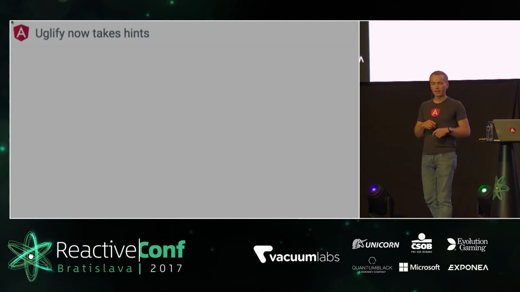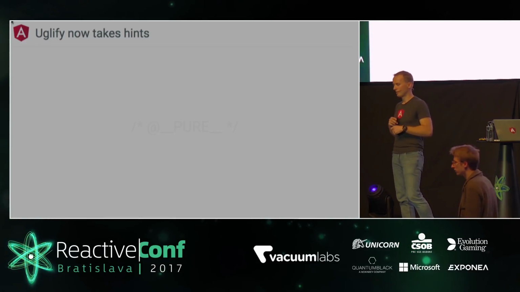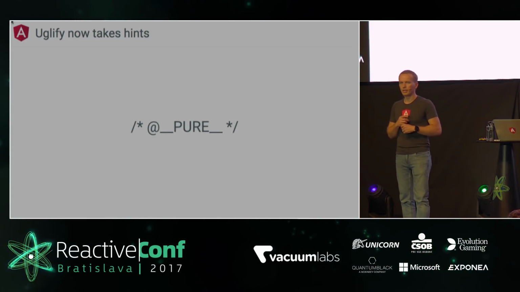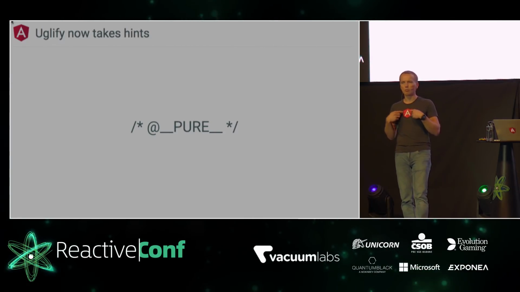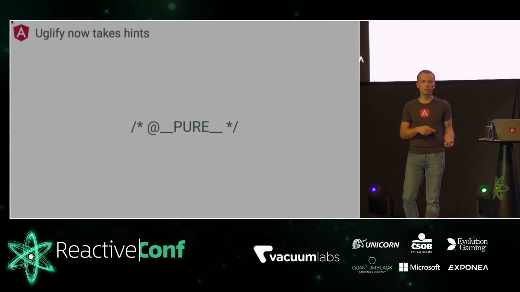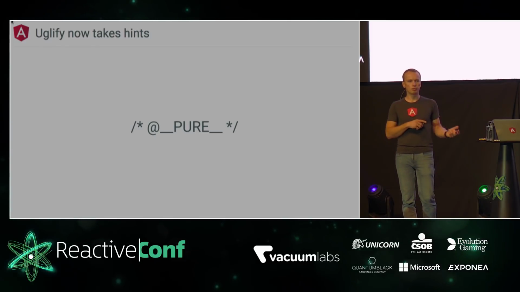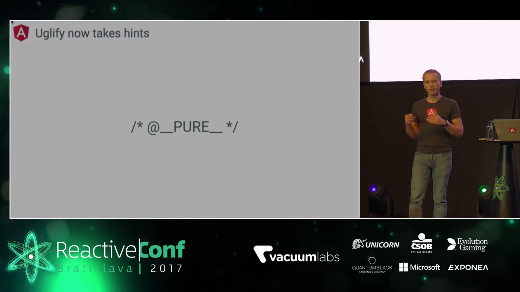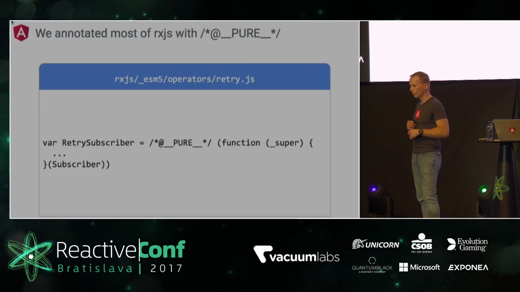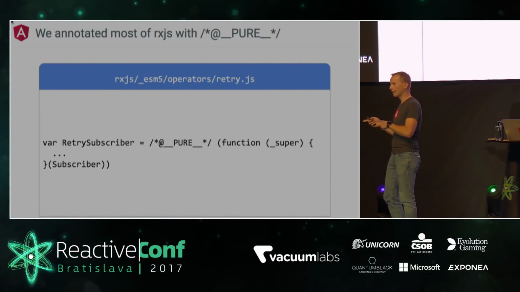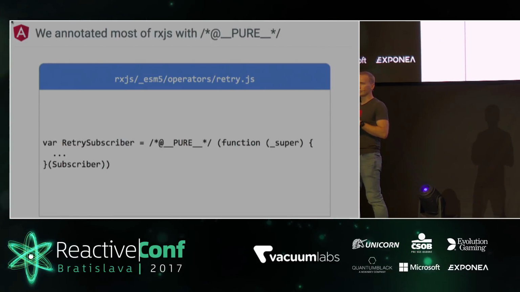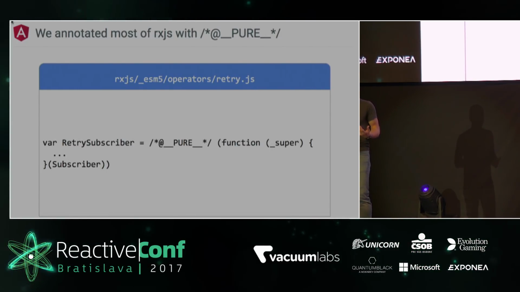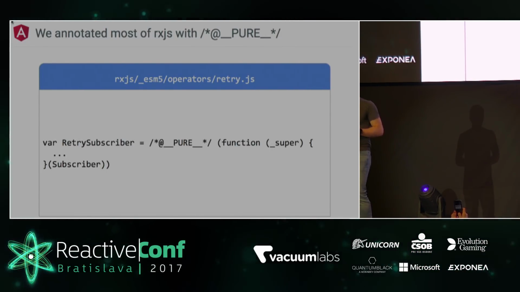The good news is that Uglify can take some hints. This was added recently, a couple of months ago. They added support for pure annotations, through which you can mark code that otherwise would be considered unsafe to remove, and Uglify now can remove it. So what we did is we went through the whole of RxJS and marked all the code that we know has no side effects. Most of our code doesn't have side effects, so it's safe to do it.